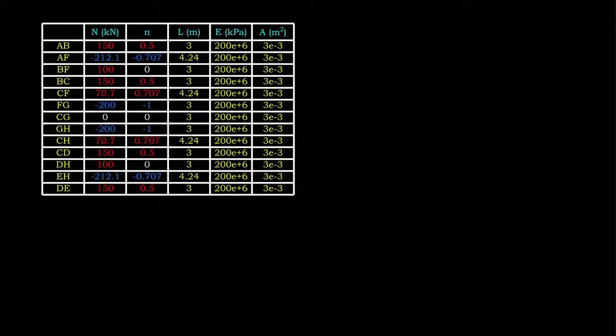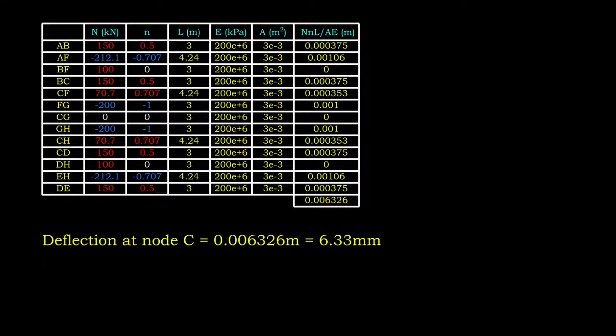Finally, let's put in the cross-sectional properties of members. Now, it is time to calculate the value of NNL over AE for all members. After the calculation, by summing all the calculated values, we obtain the deflection at knot C. Positive deflection value denotes the direction of knot deflection is the same as the direction of virtual load.